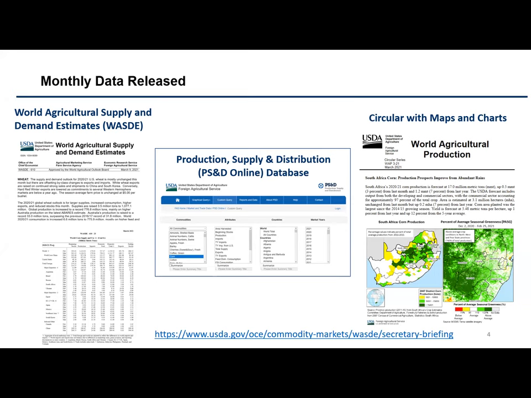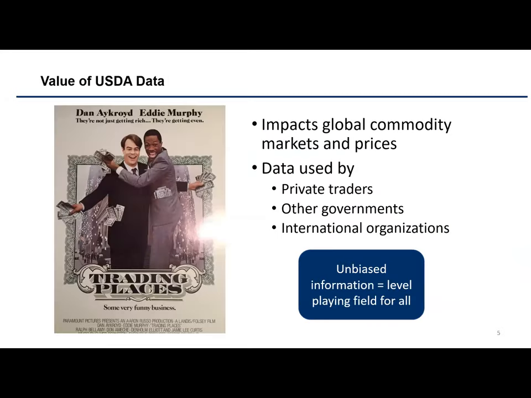Now, these reports, as I said, they come out on a monthly basis, and they're all released at the exact same time. We have to release them sometime between the 8th and the 12th of every month at noon. We're not allowed to release them at 11:58 or 12:02. We have a system in place where there's one button that gets pushed and everything comes out at the exact same time. And in part, that's because this data has significant importance in the world. It impacts global commodity markets and prices.